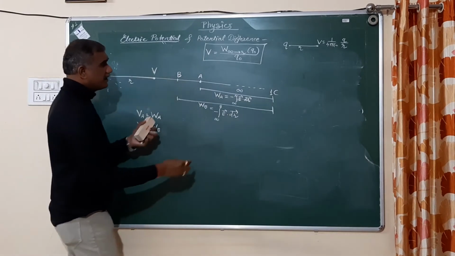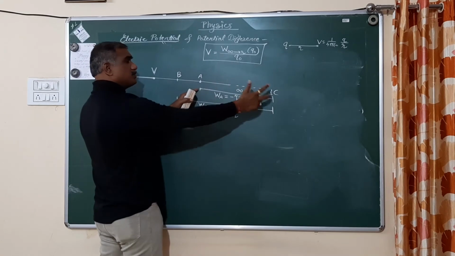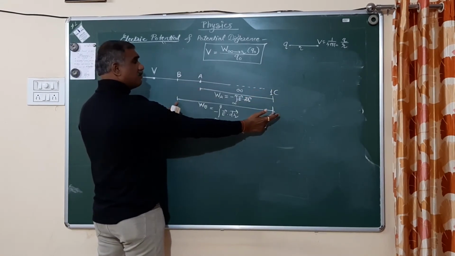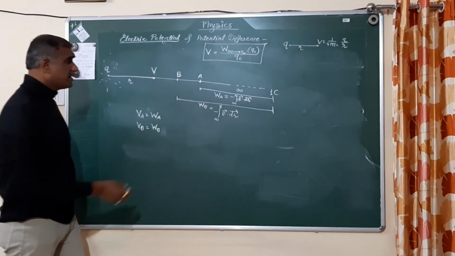Now, look at this figure. 1 coulomb charge moved from this position to this position, that time some work is done. In the second case, the 1 coulomb charge moved from this position to this position, and that work done is WB.